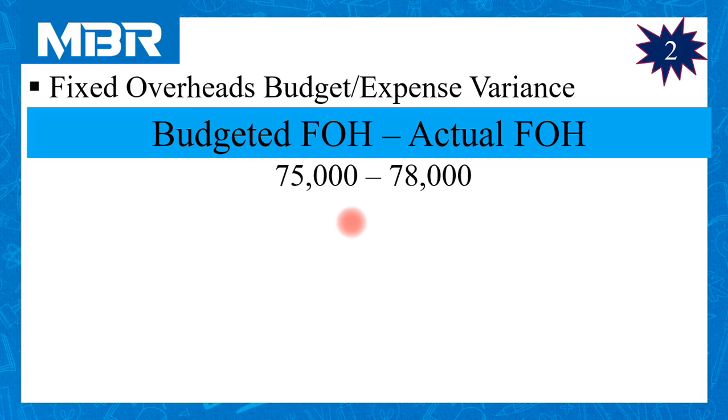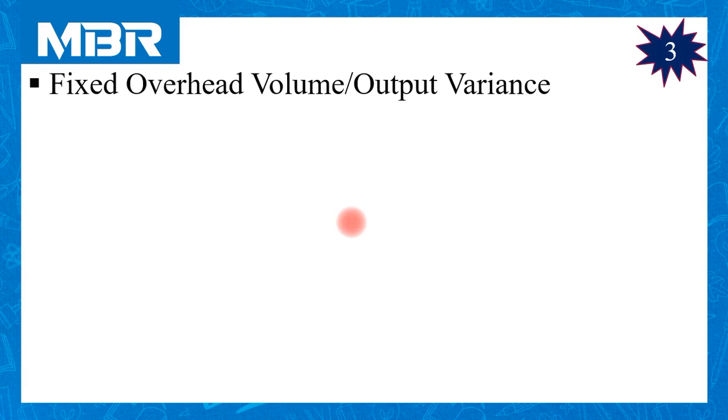You can check in the budgeted part, fixed overheads are given as rupees 75,000 and in the actual information it is given as 78,000. So we had budgeted to pay 75,000, against which we have paid 78,000 rupees in actual. So we have paid rupees 3,000 in addition to the expected figure. So it is adverse.